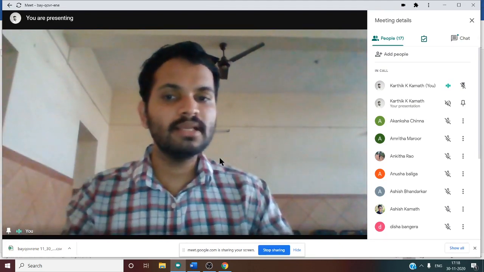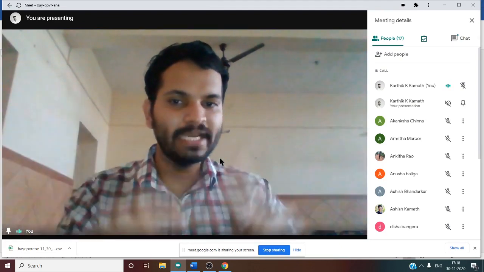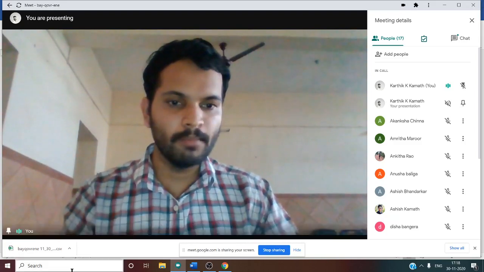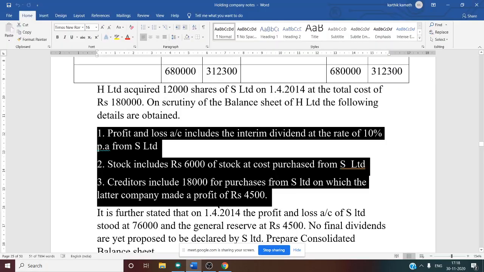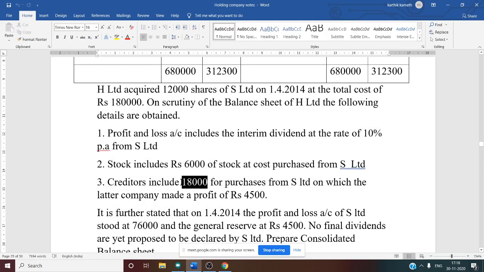So from both sides, you have to deduct the intercompany amount. In this problem, what is the intercompany amount we have to see? The intercompany amount is nothing but 18,000. This 18,000 you have to deduct from both sides, that is from debtor as well as from creditor.